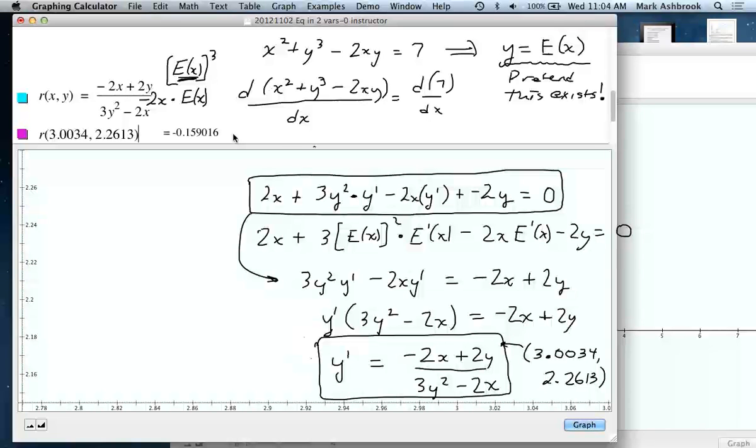Because everything we're rounding, right? We're rounding all these values that we're picking off the graph and when we make calculations. So the change in y is about negative 1/6 of the change in x. Okay, does it make sense?